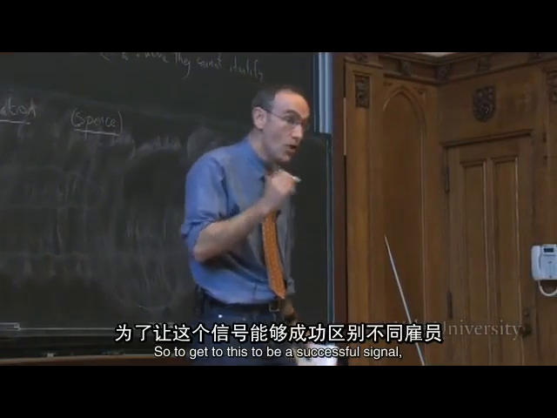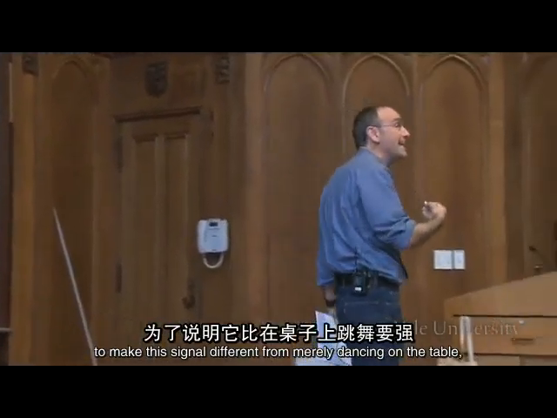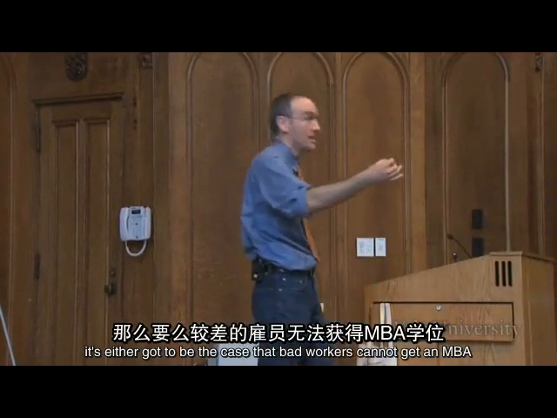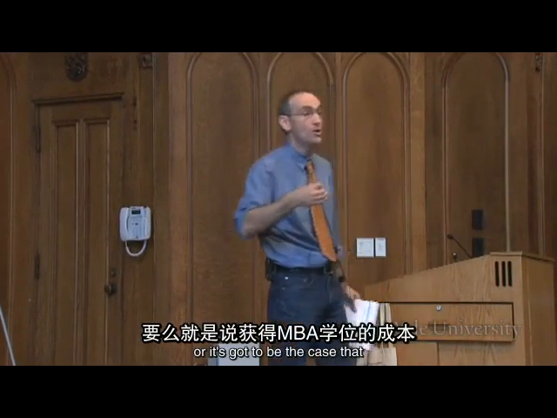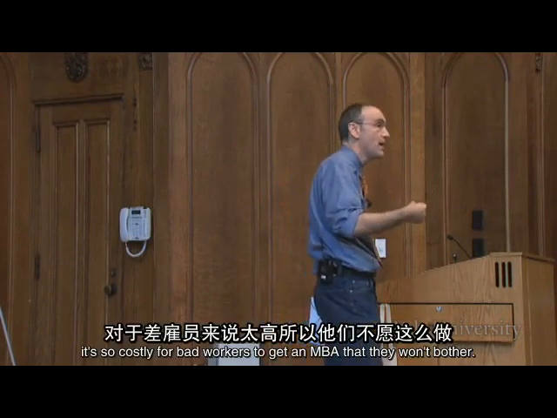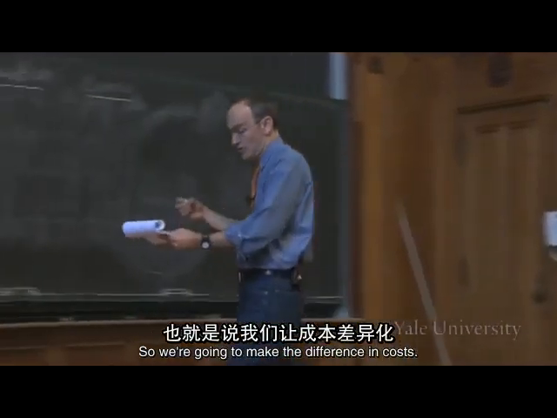And the way this is going to work, it's going to work on the cost of getting an MBA. So to get this to be a successful signal, to make this signal different from merely dancing on the table, it's either got to be the case that bad workers cannot get an MBA, or it's got to be the case that it's so costly for bad workers to get an MBA that they won't bother. So we're going to make the difference in costs.